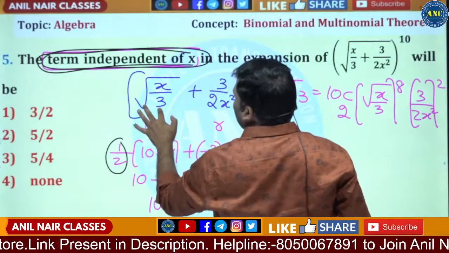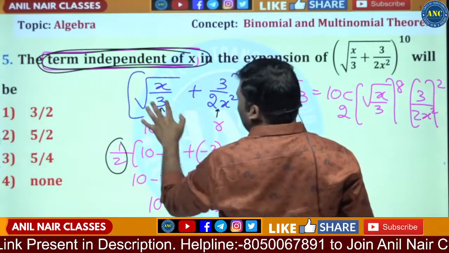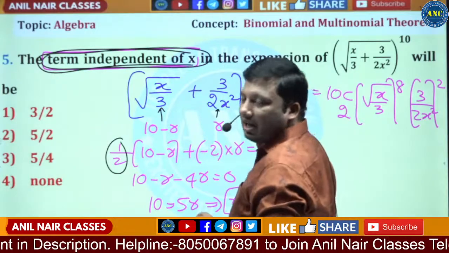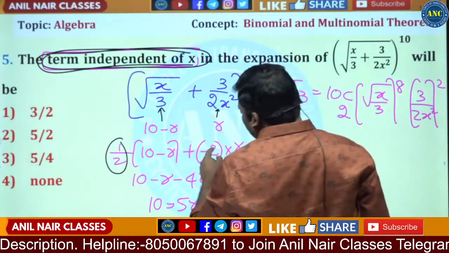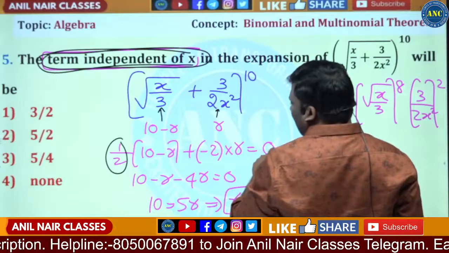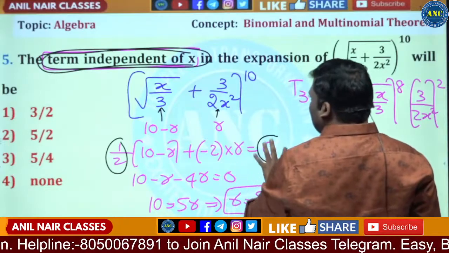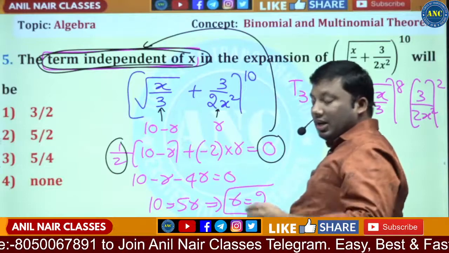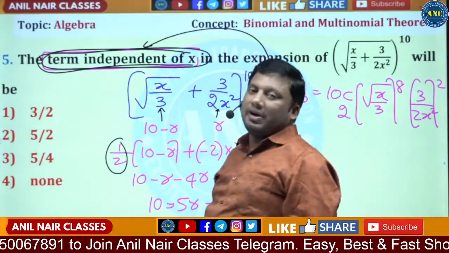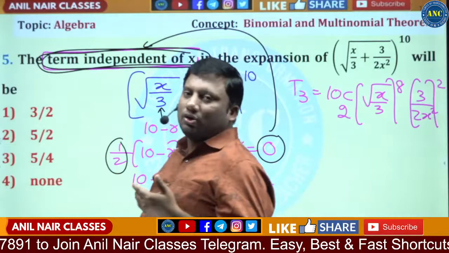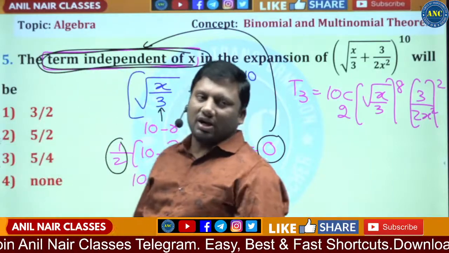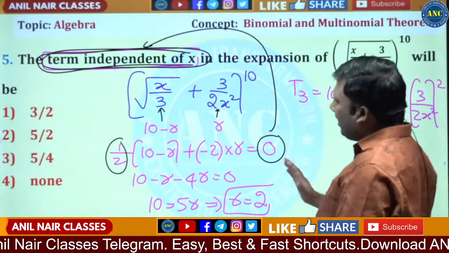So this will take 10 minus r, this will take r. Half into 10 minus r plus x is there in the denominator. Numerator it will become minus 2, minus 2 into r equivalent to 0. Why is it 0? Because of this reason. Independent of x. X power 1 is dependent on x. X power 2 is dependent on x. Independent of x is not dependent. I hope the idea is clear.